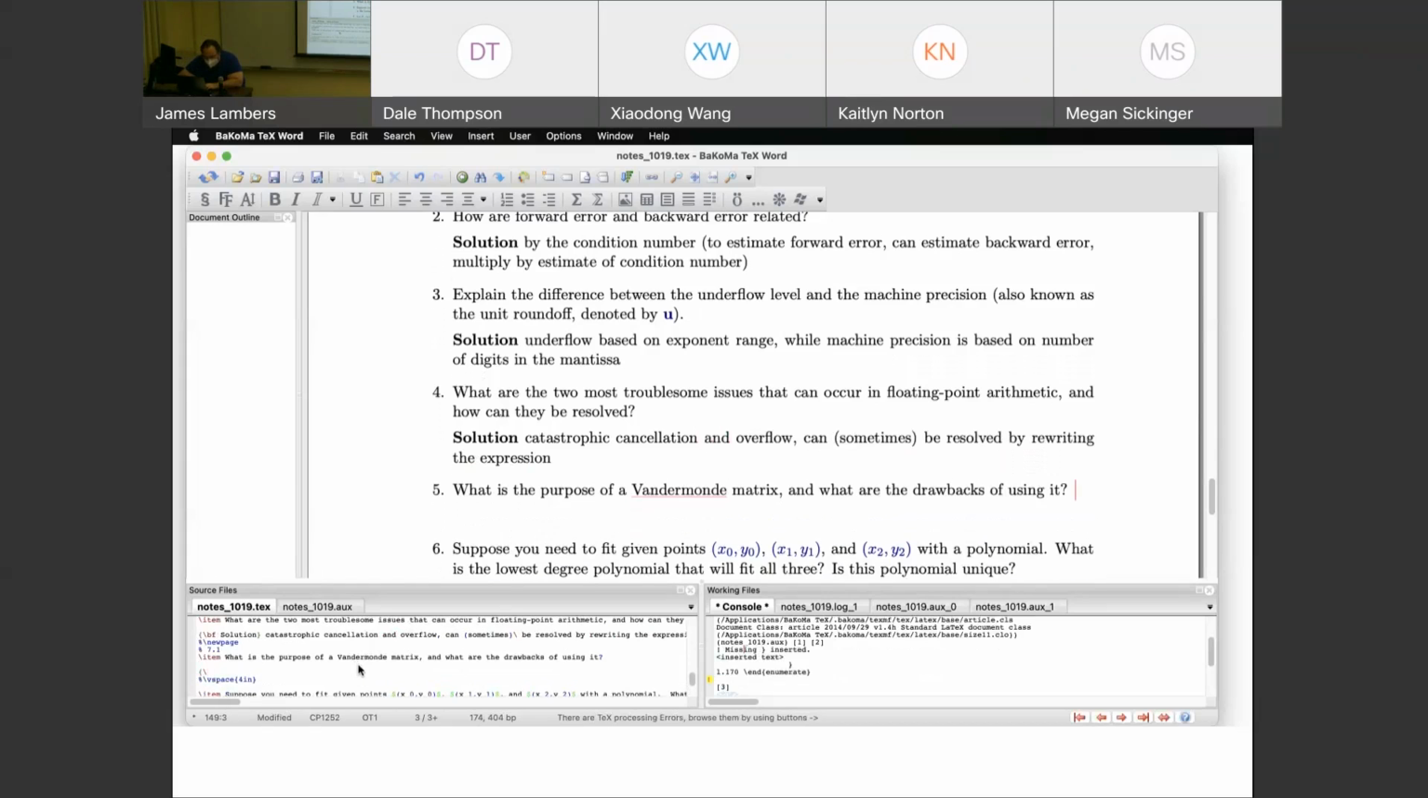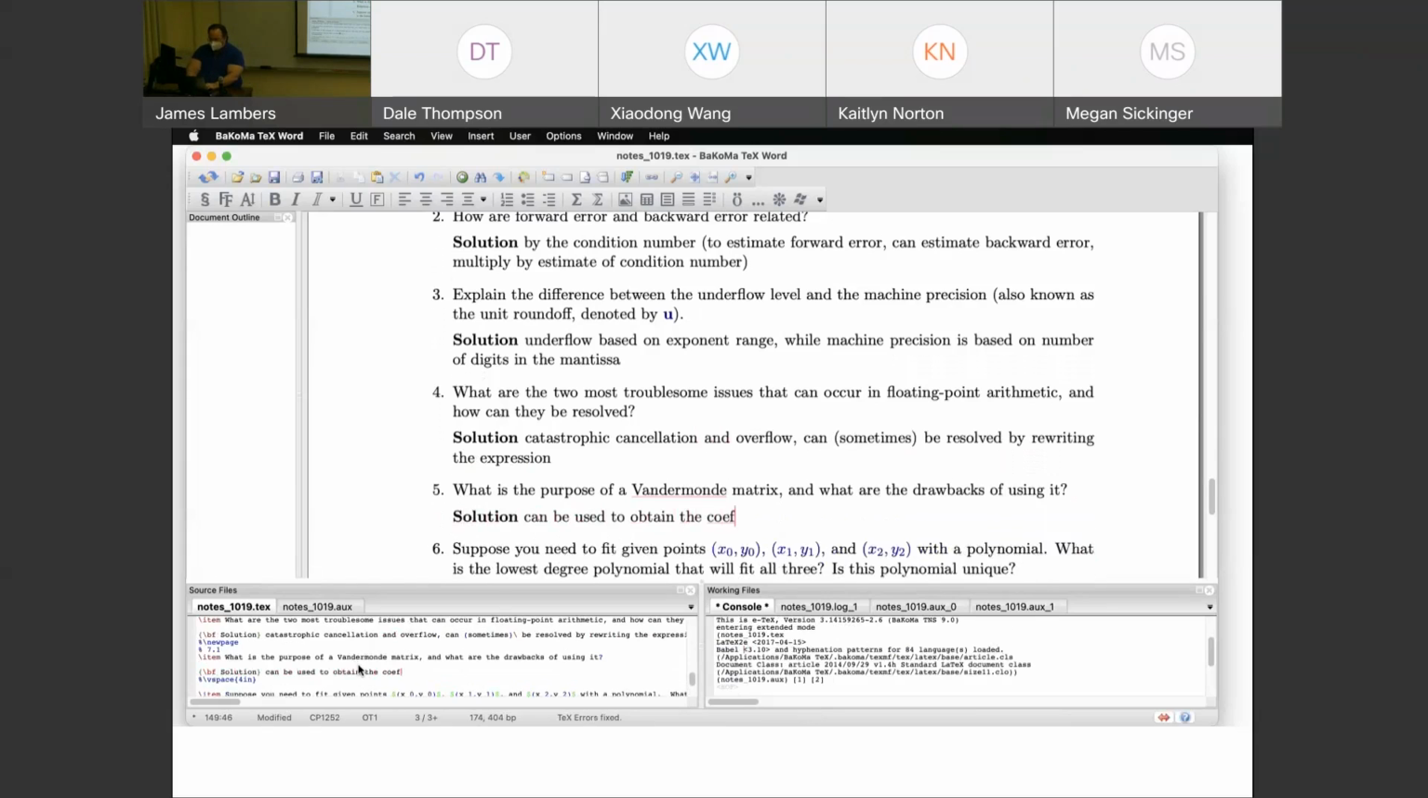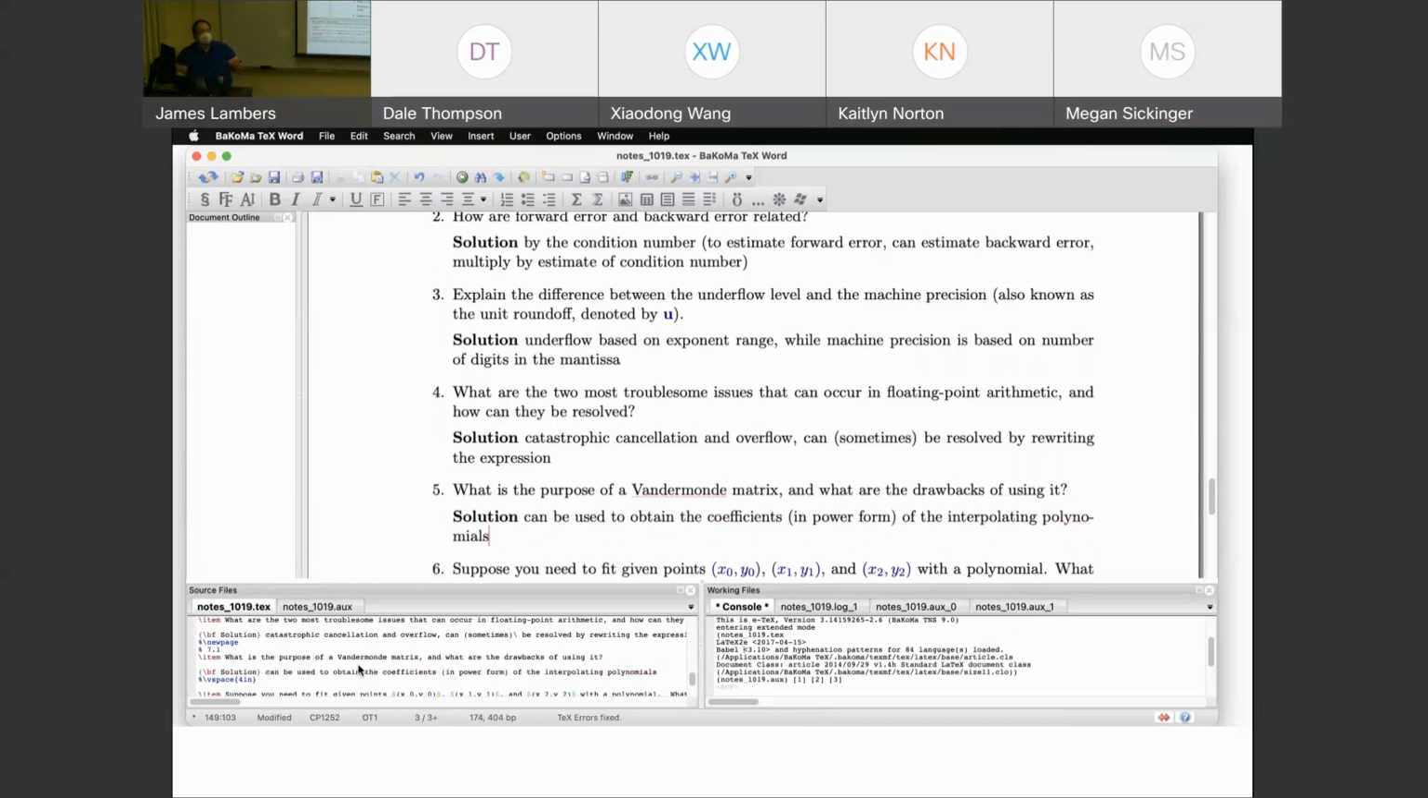Vandermonde matrix. What it's used for here is to obtain the coefficients in power form of the interpolating polynomial, because you can set up a system of equations from the requirements of your polynomial that when you substitute in a certain x, you must get the corresponding y value. You get a system of linear equations, and the matrix of that system is a Vandermonde matrix.